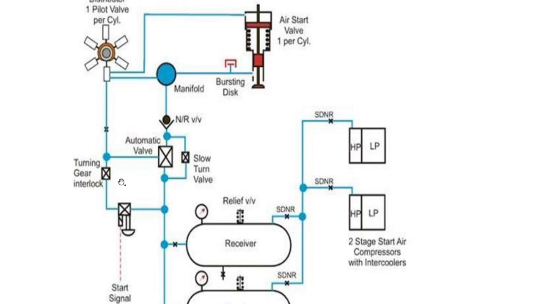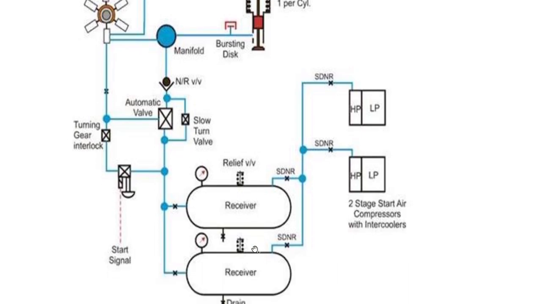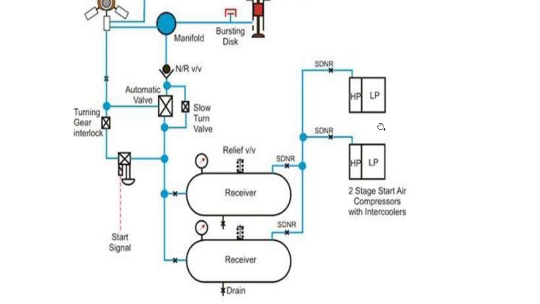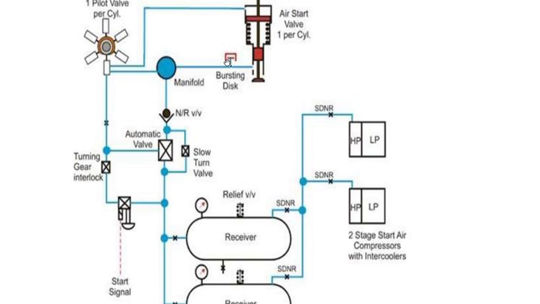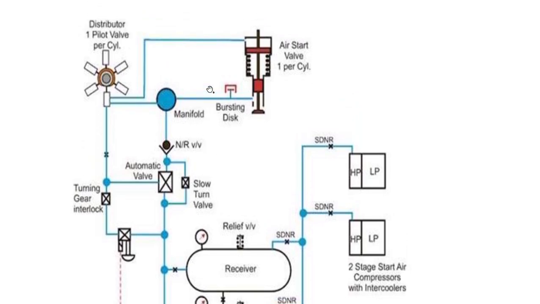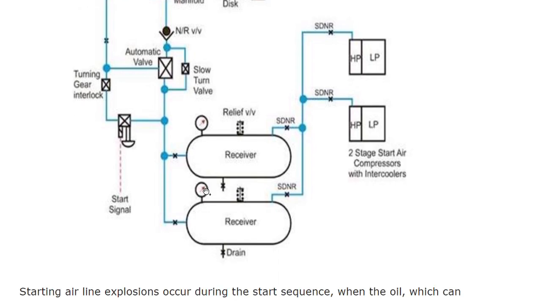These are interlocks for the main engine, that is the turning gear interlocks, and I have already covered a video on these receivers requirement. Okay, you can watch that. These are the HP stage and LP stage screw down non-return valve. These are relief valves, drain, bursting disc, and the distributor, one pilot valve per cylinder. So non-return valves, slow turn valve, these are the different safeties.